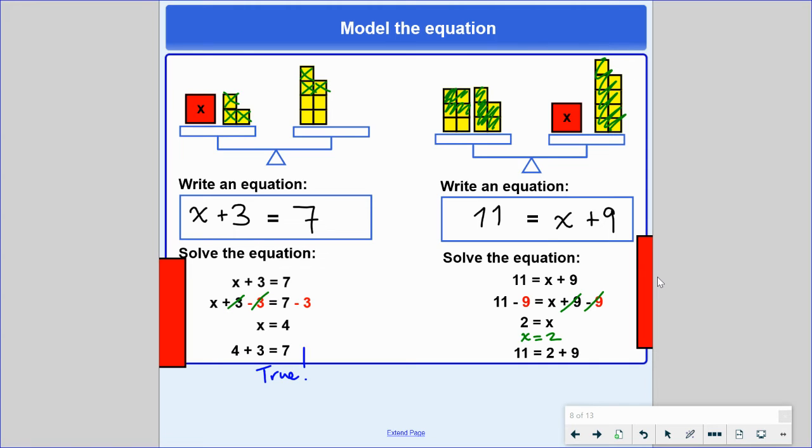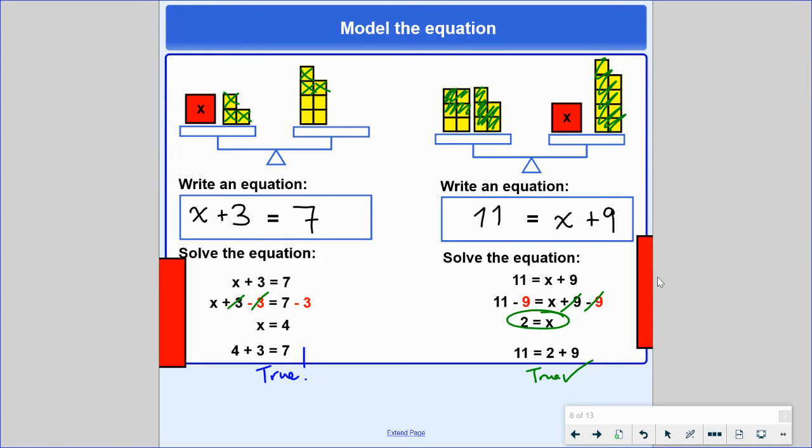Meanwhile, true or false. Oh, don't forget, circle the solution, Mr. Callan. Is this going to work? Let's take that 2, let's substitute it into our equation. True or false? 11 is the same as 2 plus 9. Shaboom. So it works out.